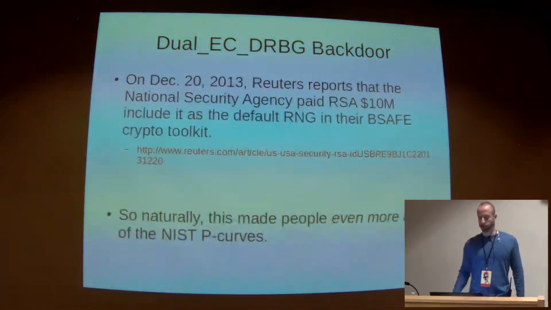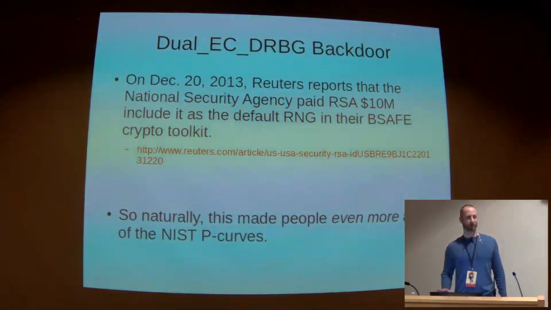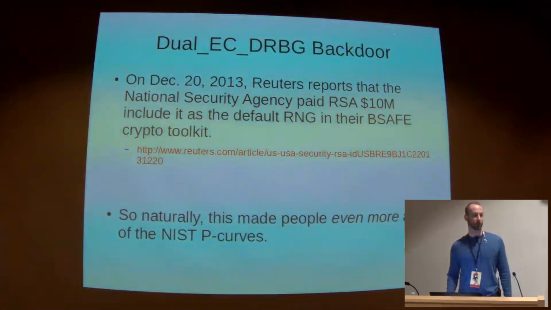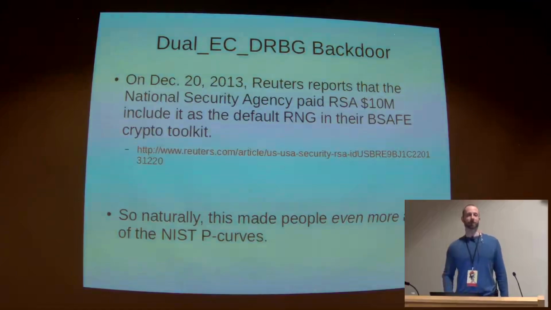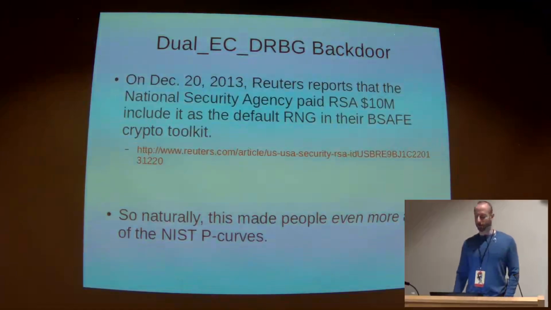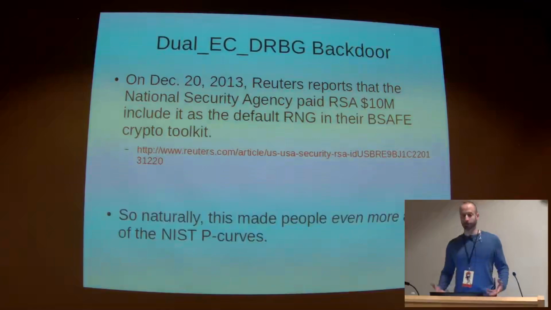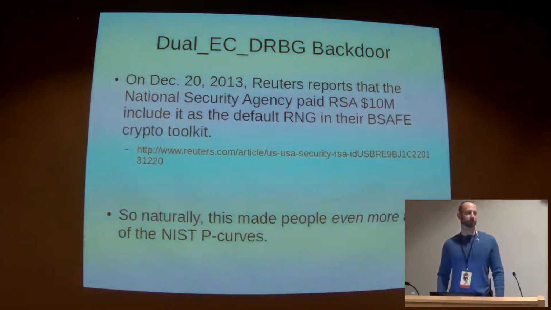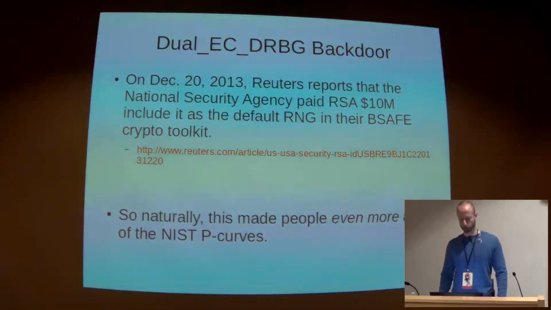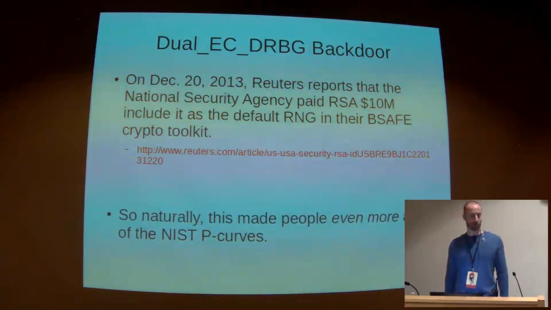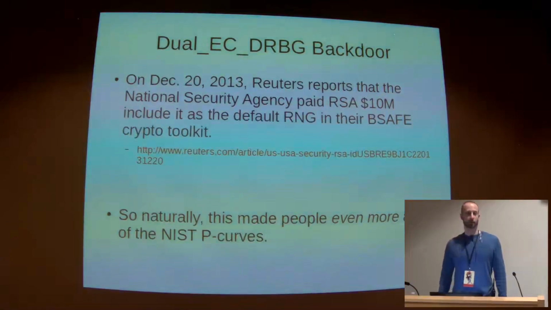But even more, they paid RSA Corporation $10 million to include it in their BSAFE crypto toolkit. And not only that, but as the default random number generator. So RSA accepted the NSA's money. So when this blew up, naturally people got much more suspicious about the NIST P curves. At this point, people were very, very concerned.